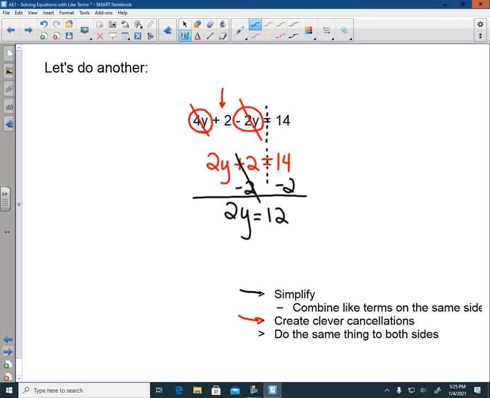And now we create another clever cancellation by getting rid of that 2 in front of the y. If you said you're going to divide by 2, you are absolutely right. Make sure you do the same thing to both sides. And we have this cancellation, and y equals 12 divided by 2, or 6. And there you go. We have solved this. So we combined like terms until we could no more, and then we used clever cancellations to solve.